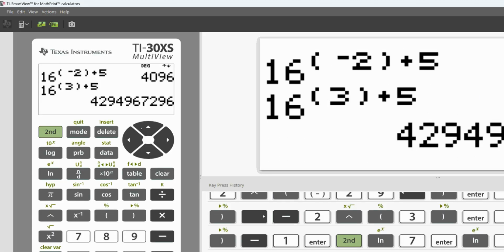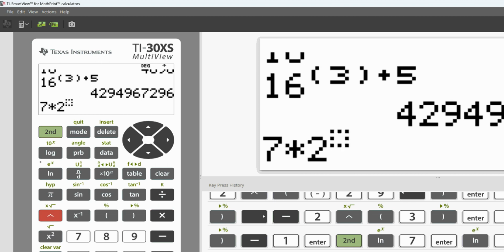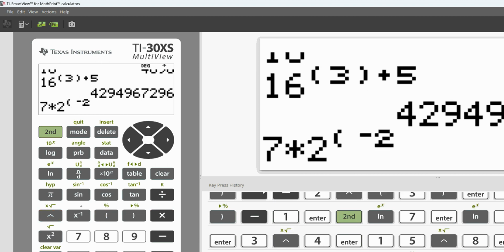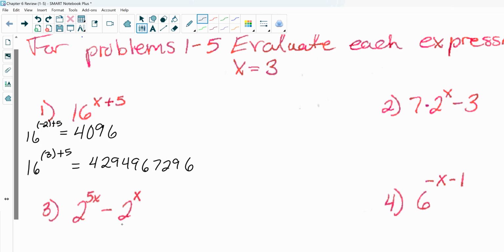If we look at number 2, I'm going to type it in exactly as it says. 7 times 2 to the -2, minus 3. I need the plus, minus 3. -5/4, which is -1.25, and -5/4. Either one, we didn't have to round because it didn't go 3 decimal places.